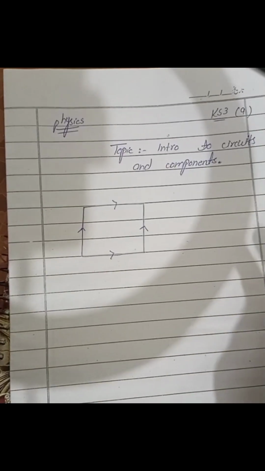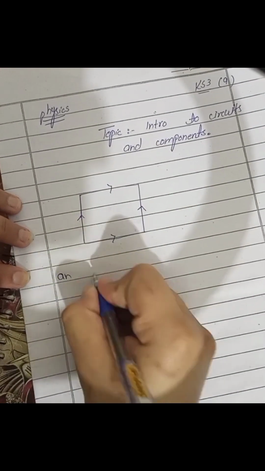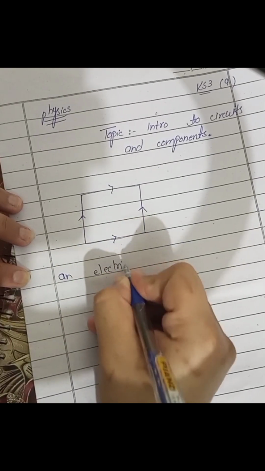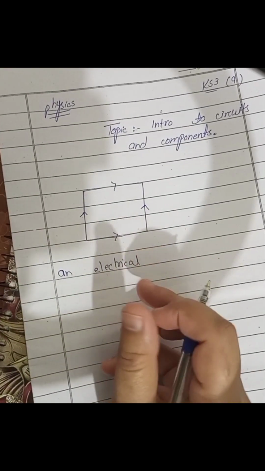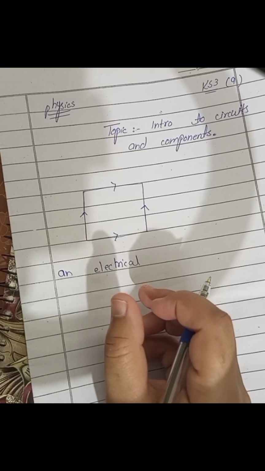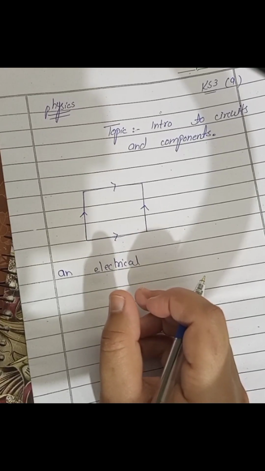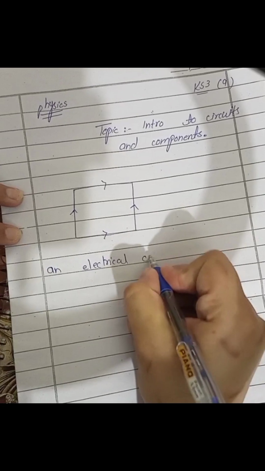An electrical circuit is just a closed loop that contains a power source. We call it an electrical circuit because it is attached with the source and electrons are traveling in this closed circuit.